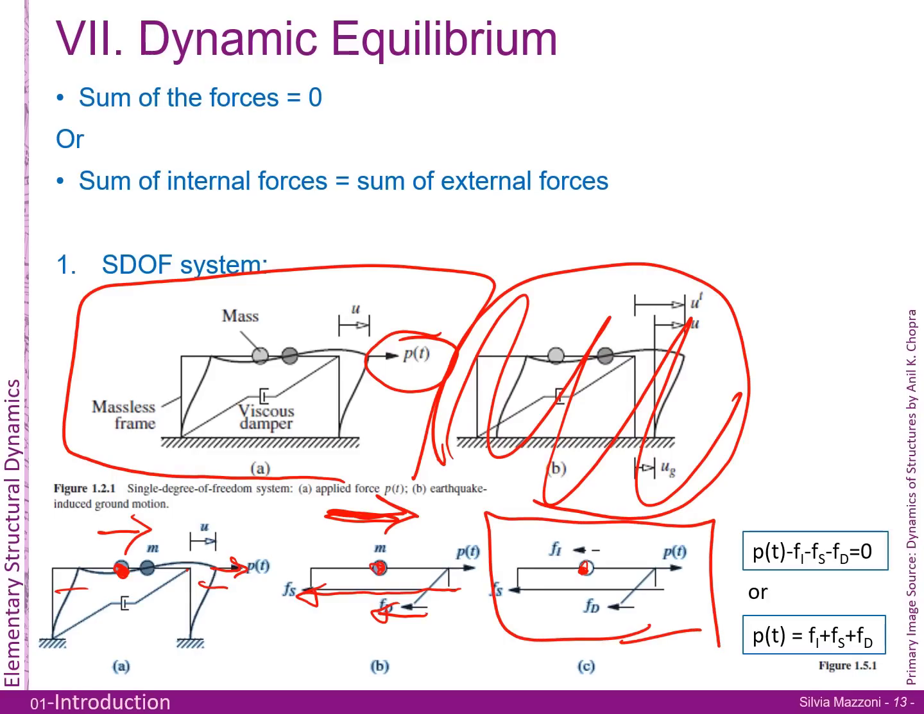You can say that the sum of the forces is equal to 0. So P of T to the right is opposing the inertial force, the damping force, and the restoring force, but those are all going in the opposite direction of it. And so P of T minus F sub I minus F sub D minus F sub S is equal to 0. Or you can say our external force P of T is equal and opposite to the internal forces that are resisting this force. Whichever way you want to write the equilibrium, sometimes I'll write it one way, sometimes the other. It really depends on what I'm trying to achieve. But there's your equilibrium forces right there.